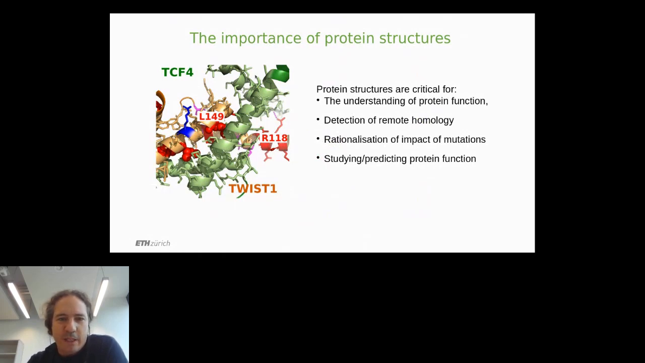They're also very important to rationalize the impact of a mutation. So for example, we would like to be able to say if a mutation impacts stability or interactions and so on, and I'll briefly mention some of this. And it is also important for studying evolution. That's going to be really the focus of the presentation here today.